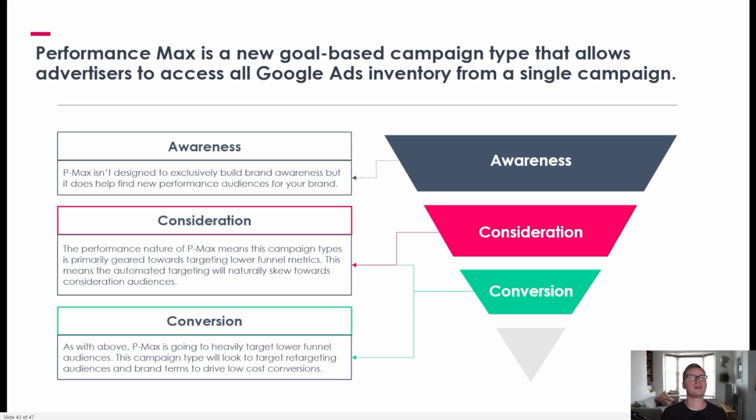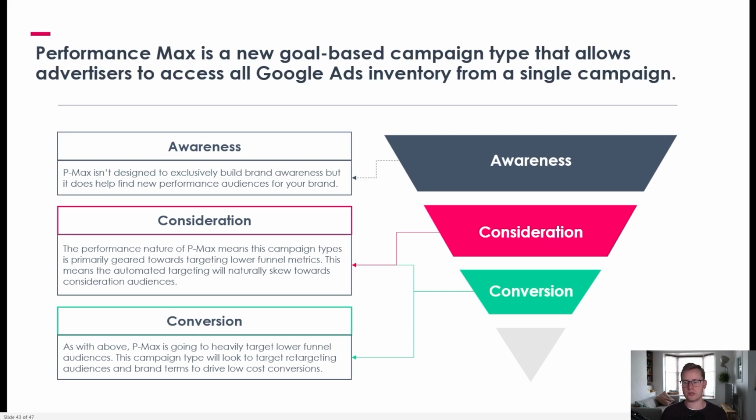PMax is primarily geared towards consideration and conversion. The performance nature of PMax means this campaign type is primarily geared towards targeting lower funnel metrics. This means the automated targeting will naturally skew towards consideration audiences.